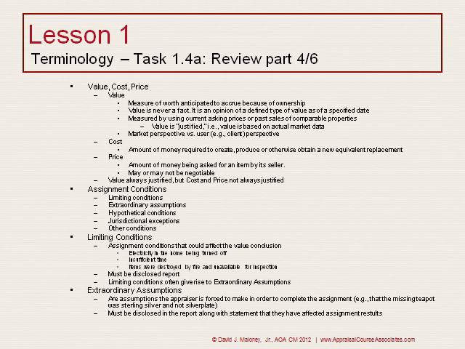6 terms were discussed in this task. The first 3 terms, value, cost, and price, are used in various ways by the general public. As a result, they can be confusing. You might hear, is it valuable? Did it cost much? What was its price? They all sound the same, but they are not.